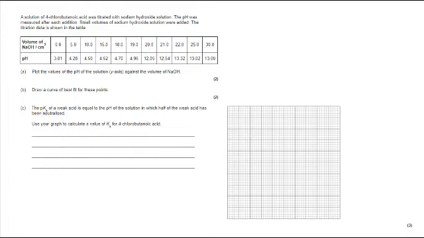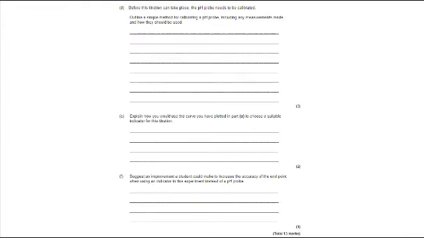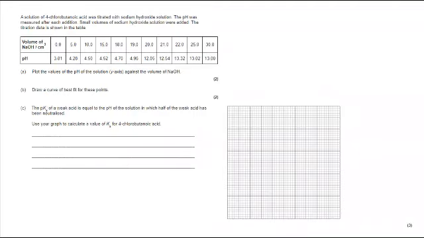Here are parts A, B, and C. And here are parts D, E, and F. So let's take a look at what we need to do. On the first part, we've got a solution of 4-chlorobutanoic acid titrated with sodium hydroxide solution. The pH was measured after each addition, and we can see how much is added in each case. Small volumes of sodium hydroxide solution were added. The titration data is shown in the table.